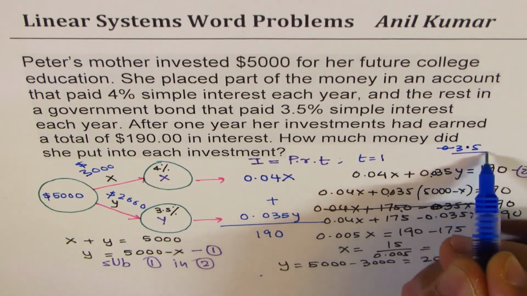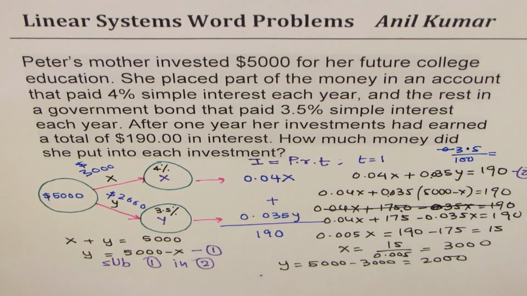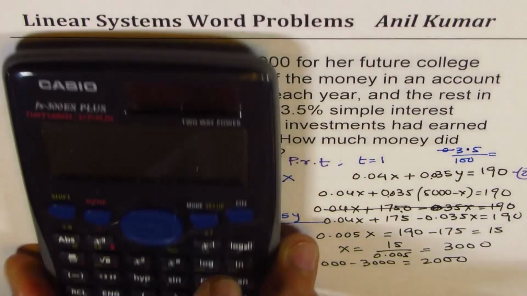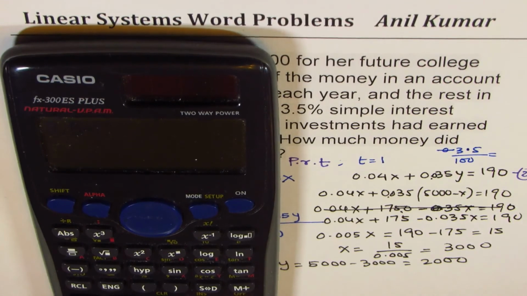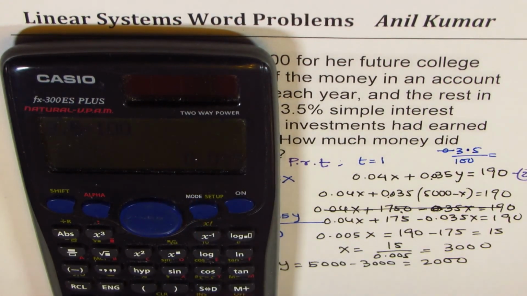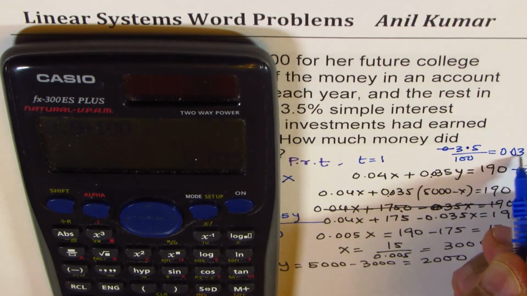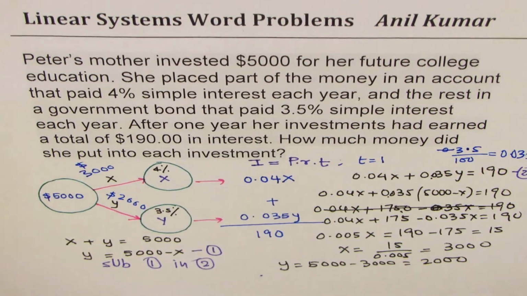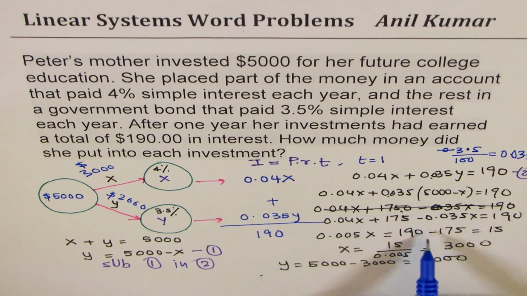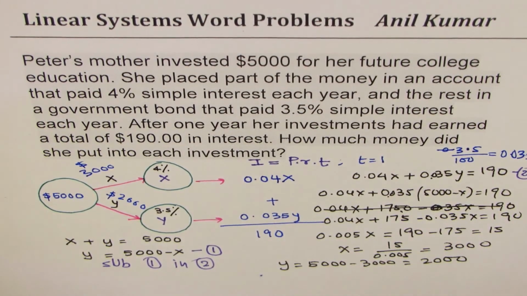3.5% means 3.5 divided by 100. So if you do that, what do you get? So we get 3.5 divided by 100 is in decimals 0.035, right? So I missed a 0 there, which is very important, of course. Now that's how you do it.